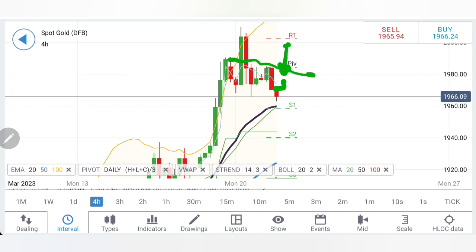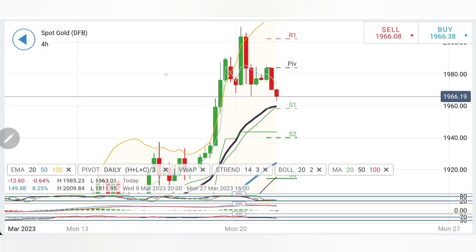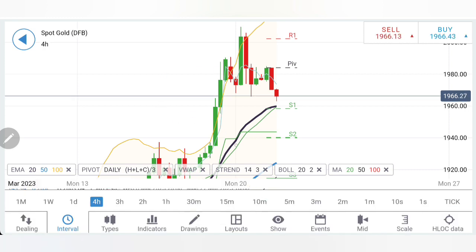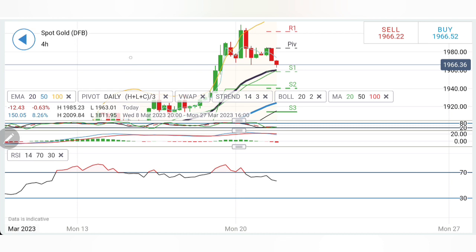as we are seeing lower highs. A breakout confirmation is only above 1985. If you see it trading above 1985, stay long above that. Now look at the stochastic at the bottom. MACD again divergent and bearish, looking down. RSI is also looking down, indicating slight bearishness.